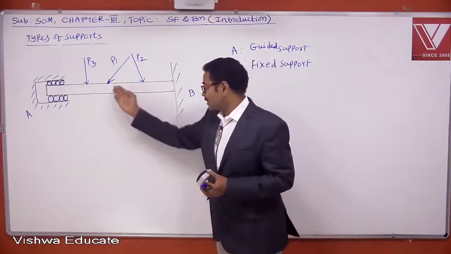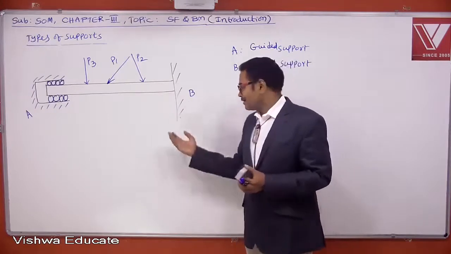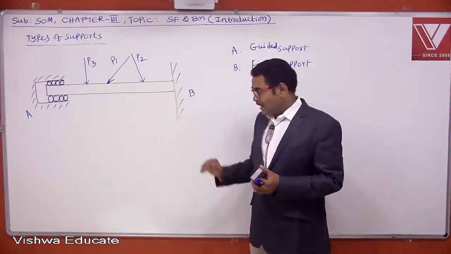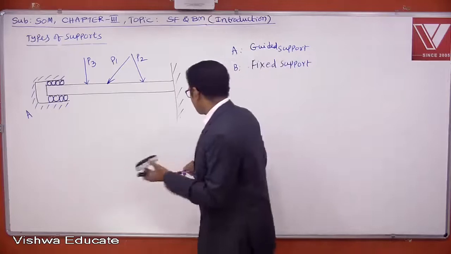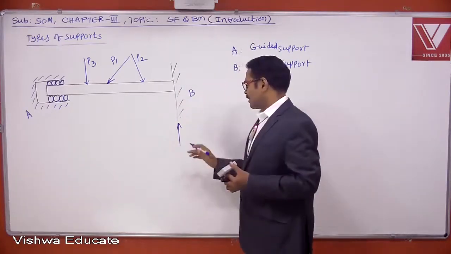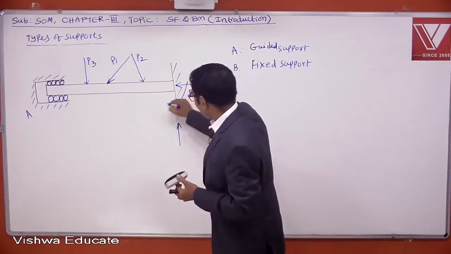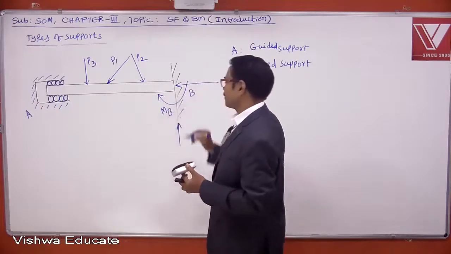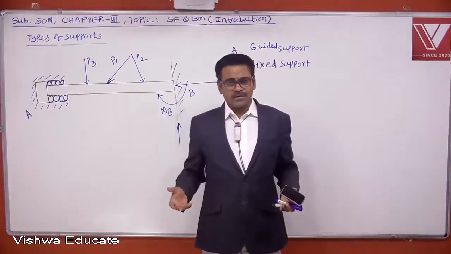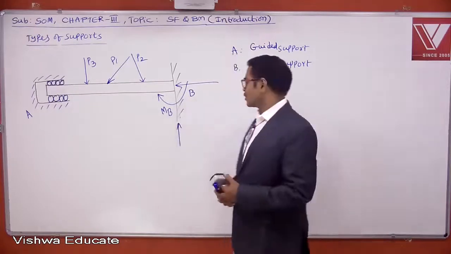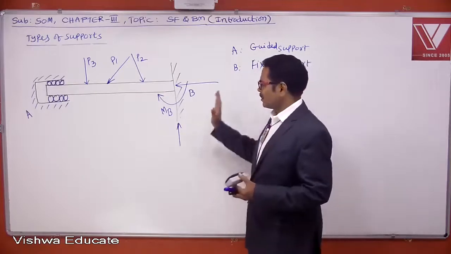Since it is resisting displacement parallel to length, one reactive force will induce parallel to length of beam. Since it is resisting displacement perpendicular to length, there shall be one reaction which may induce perpendicular to length. And since it is resisting rotation of the beam, a reactive moment will induce about the support. So there shall be three reactions about fixed support. One reaction perpendicular to length of beam, another reaction parallel to length of beam, and a reactive moment will induce like this. I may call this reactive moment MB. Whenever you resist rotation, a reactive moment will induce. Because of moment, we get rotation. Whenever you resist rotation, reactive moment will come, right? So the maximum number of reactions about fixed support is 3.